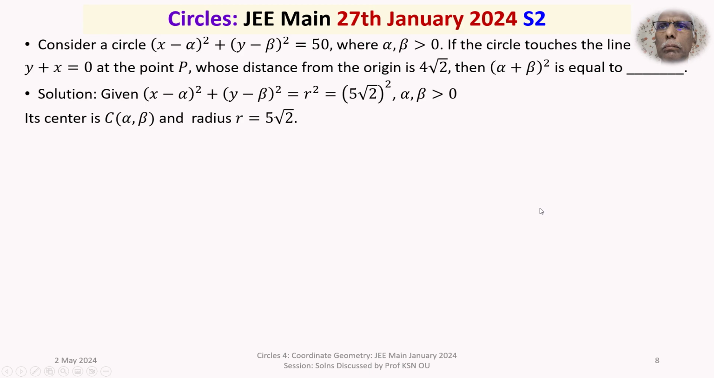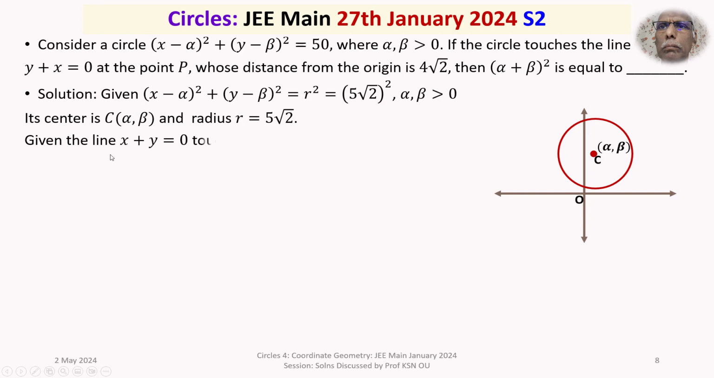Let's look at the diagram. X-axis, y-axis, origin, and we have the circle. The center is C and the radius is r. The coordinates of C are (α, β). Agreed. What is further given?